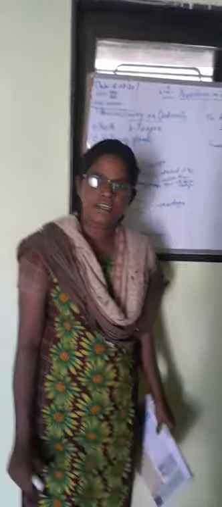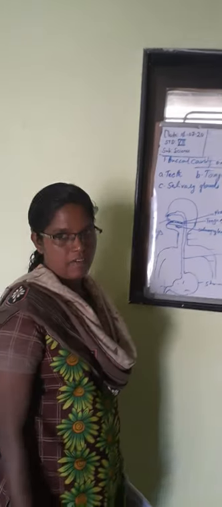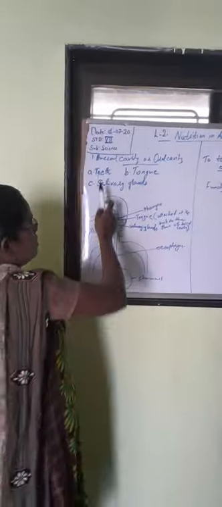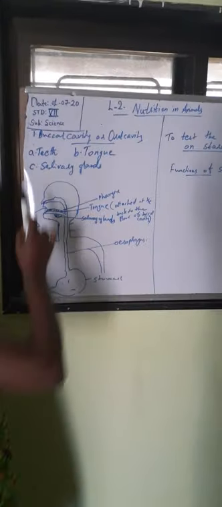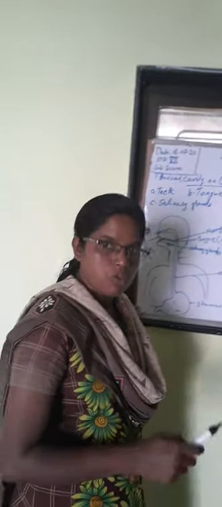Yesterday we learned about nutrition in animals, in the buccal cavity or oral cavity. The buccal cavity has three parts: teeth, tongue, and salivary glands. We have already learned about teeth. Today we will learn about the tongue.